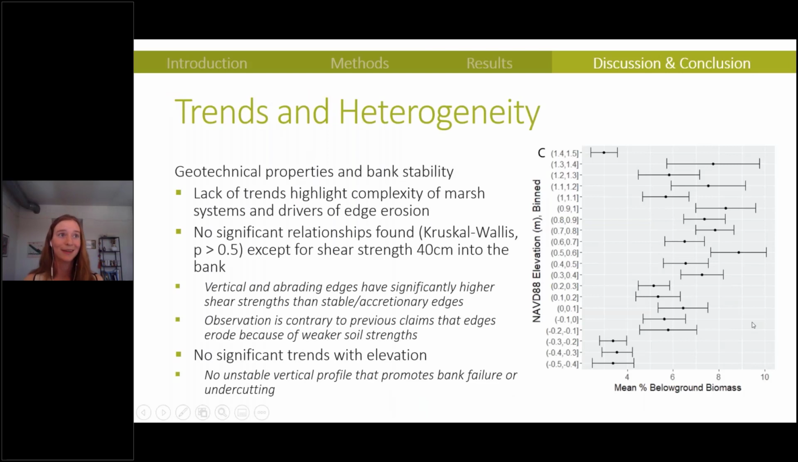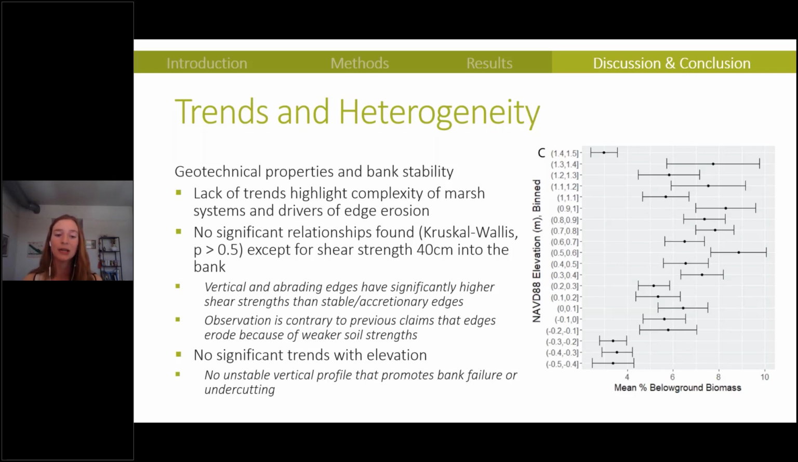And that leads us into the discussion and conclusions, where there are no trends, and the marsh is very heterogeneous. The geotechnical properties have no trends, and that highlights the complexity of marsh systems and the drivers of edge erosion. We found no relationships except for shear strength 40 centimeters into the bank. With this relationship, we found that vertical and eroding edges have significantly higher shear strengths than stable and accretionary edges, which is very interesting because you'd expect an eroding edge to maybe be weaker than a stable or accretionary edge, but we see the contrary here.